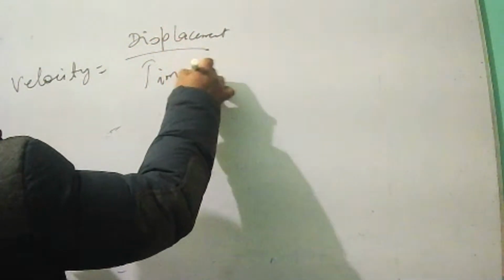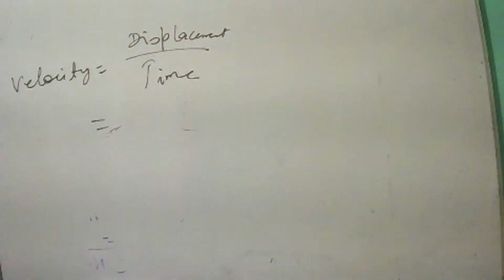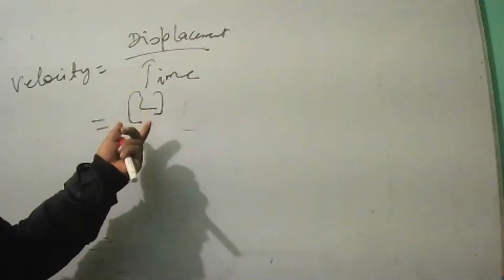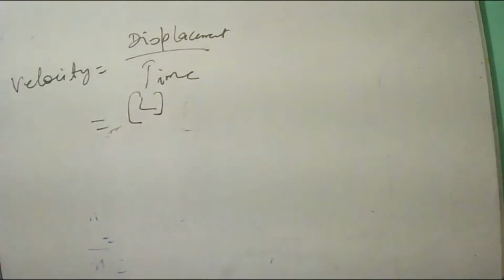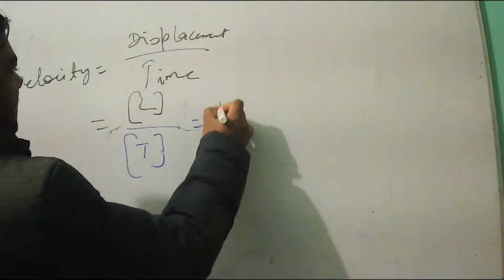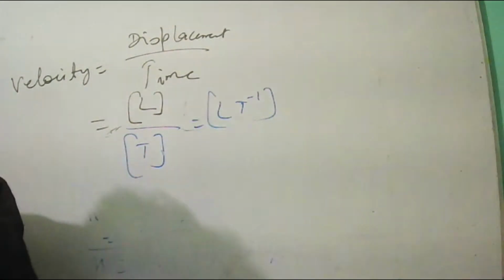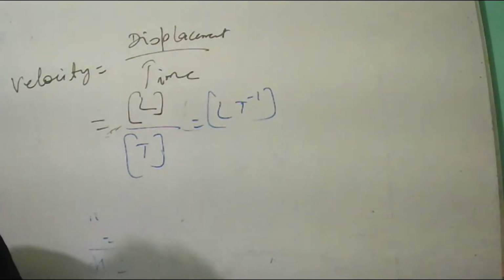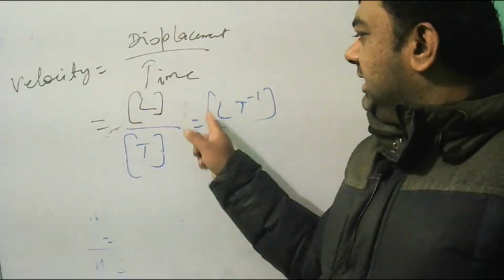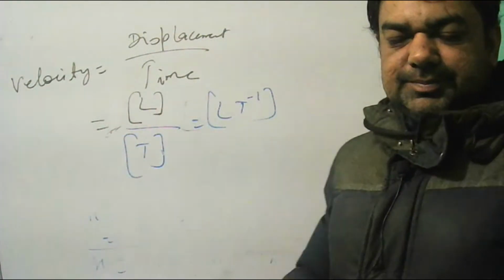So displacement we measure in meter. So you will be writing an L. Remember, we should always use big bracket. This is the tradition which we are following in dimension. And then for time, we will be writing T. So combine together LT minus 1. So the dimensional formula for velocity will be LT minus 1. Note down it.